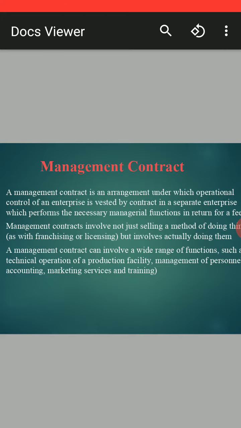Okay, an example of a management contract: a company can hire a management company to take care of the marketing, the IT, the human resource, and also the technical operation.